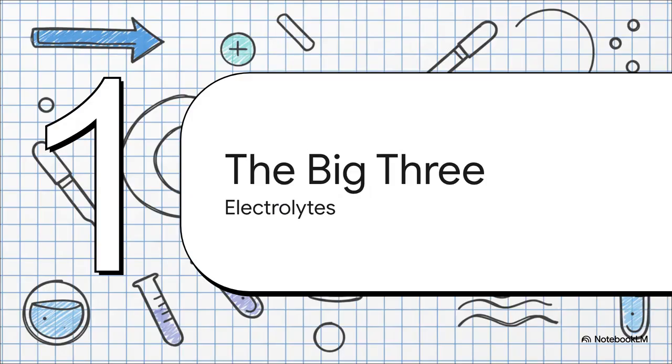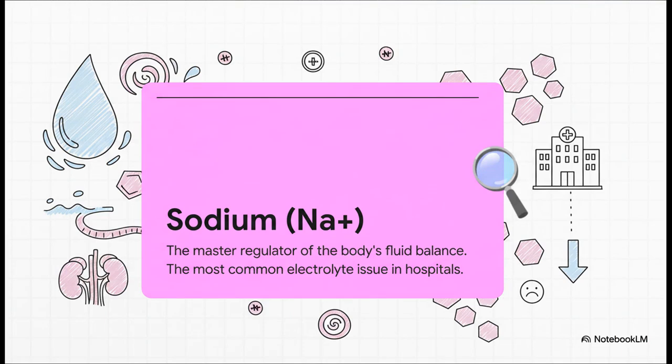All right, first up, let's do a deep dive. We're going to zoom right in on the electrolytes. Why? Because when these guys are out of whack, things can get really serious really fast. First on our list is sodium. You can think of it as the master regulator of where water goes in the body. And get this, low sodium, or hyponatremia, is the single most common electrolyte problem you'll find in hospitalized patients. So yeah, understanding this one is absolutely crucial.